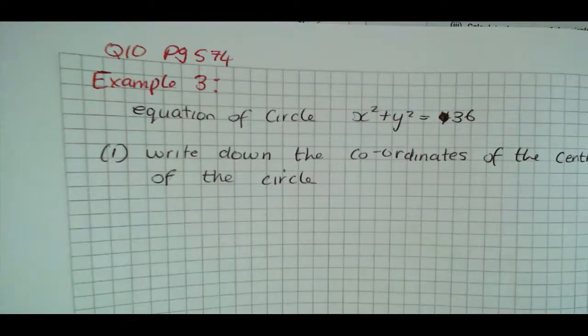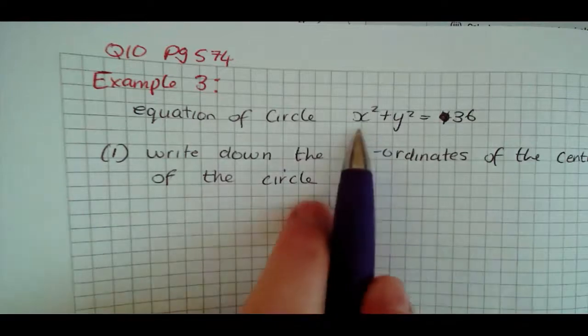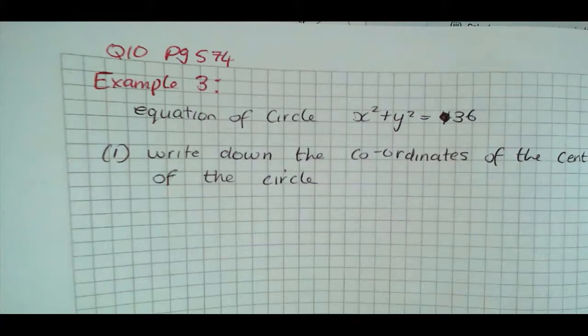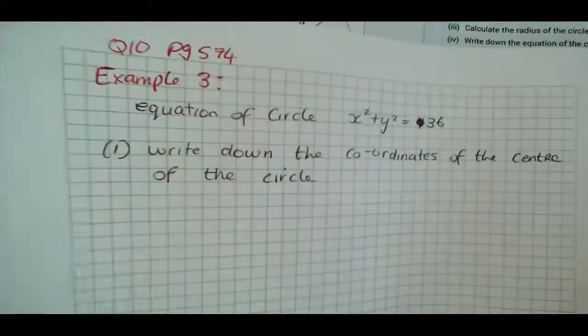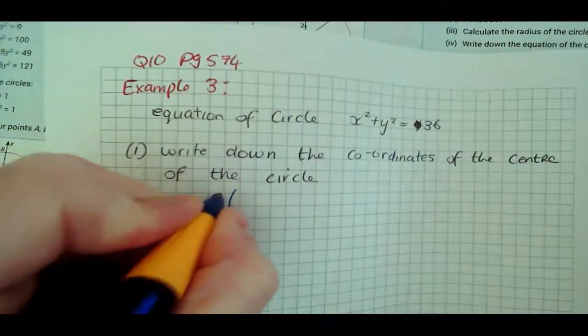So then we'll have a look at example 3. So this is question 10 on page 574. So we're given the equation of the circle is x squared plus y squared is equal to 36. And we're asked to write down the coordinates of the center of the circle. Okay, so we're given x squared plus y squared is equal to 36. Because it's written in that form, x squared plus y squared is equal to r squared, we can say that the center of the circle here is 0, 0.